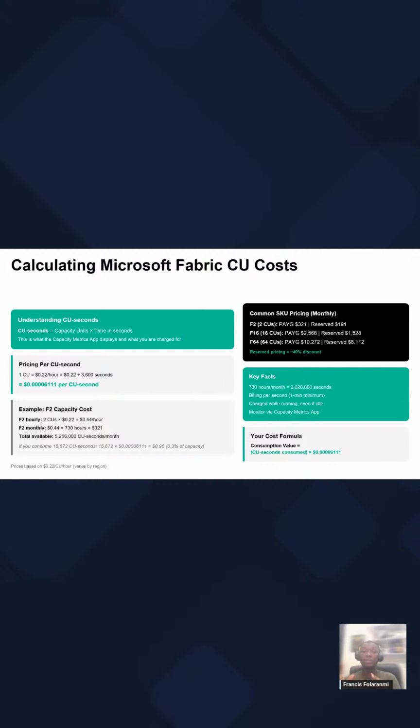So you have 15,000 capacity seconds from your app, then you multiply that by the cost of using your F2 capacity in 1 second. The cost of using a capacity in 1 second for an F2 capacity is about $0.0061, and the total seconds available to you for an F2 capacity is about 5,000,000. However, if you have a higher capacity, F4, F8, F16, then you have more available for you to use. So whatever you use out of the 5 million is your utilization of that capacity. So now let's go into the next slide.